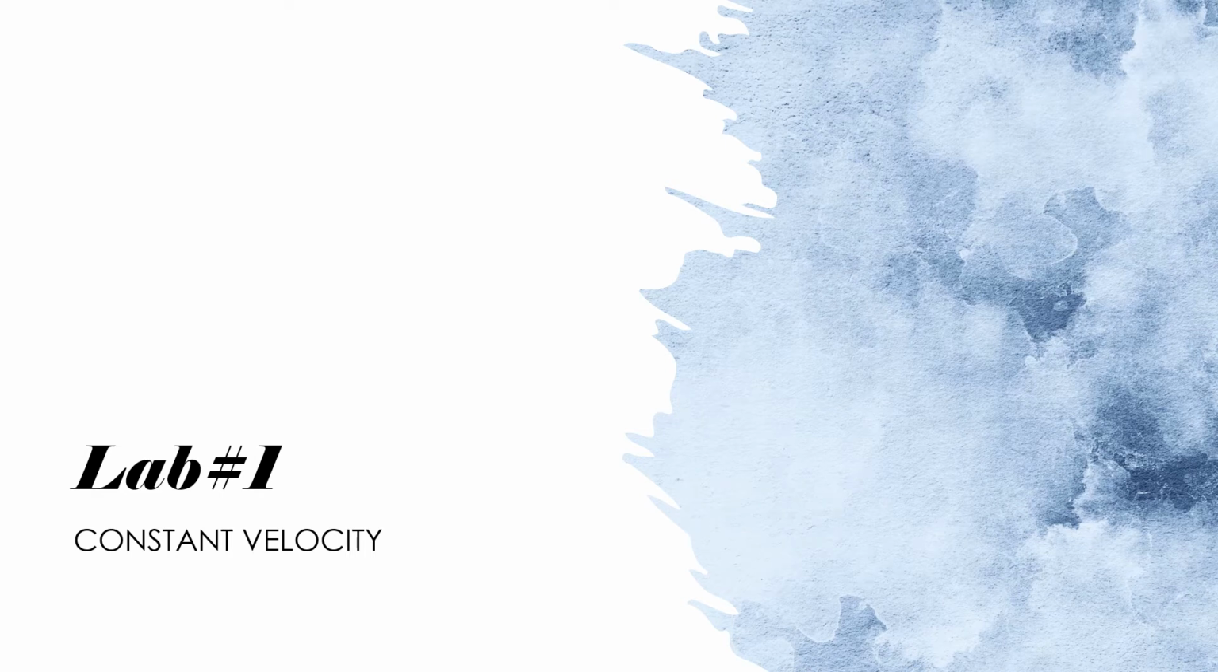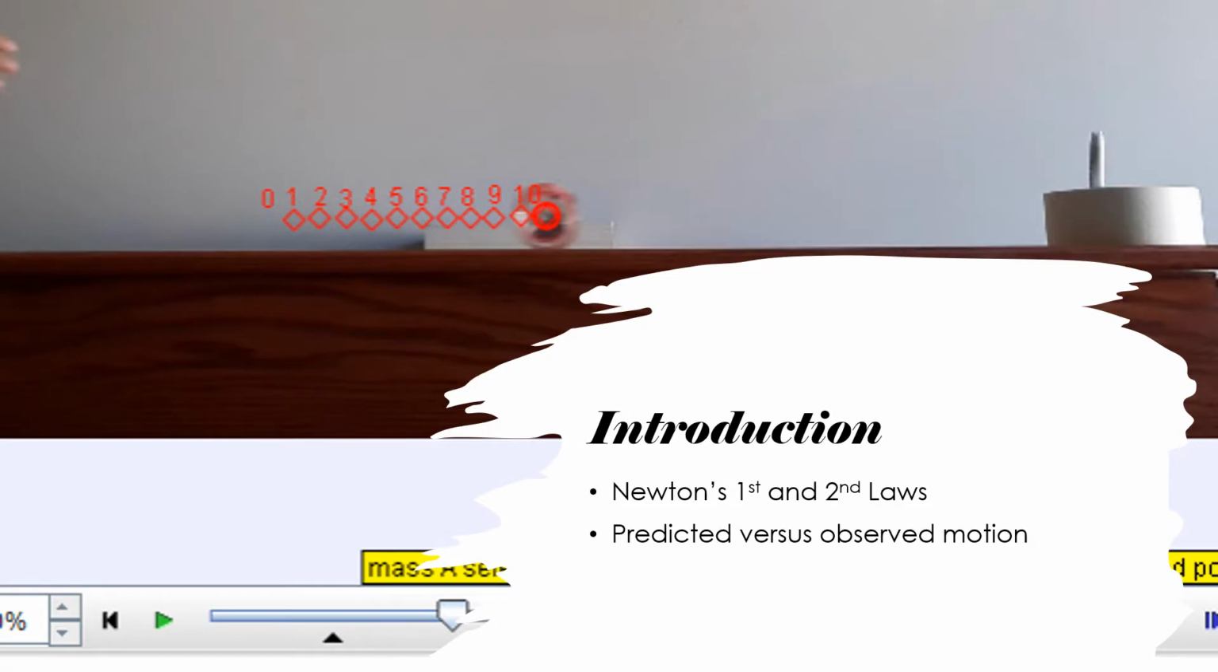In Lab 1, we're looking at a system in constant velocity. We will be analyzing the net forces around the system with Newton's first and second laws. Later, we'll be able to compare the system's predicted motion versus the actual observed motion. As you can see here, we analyze the object's motion through Tracker.